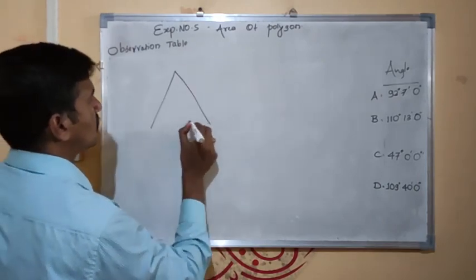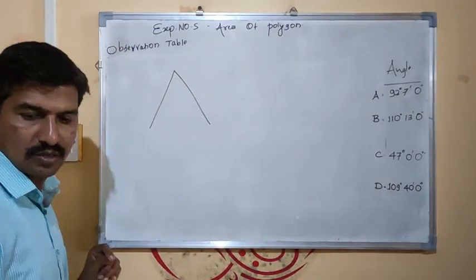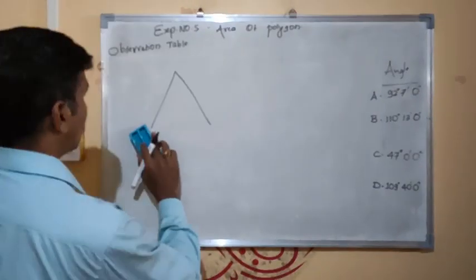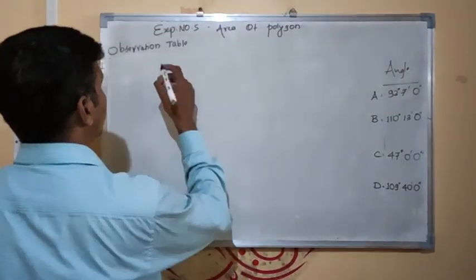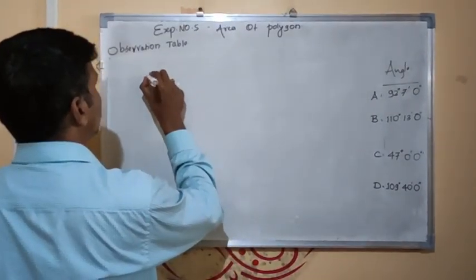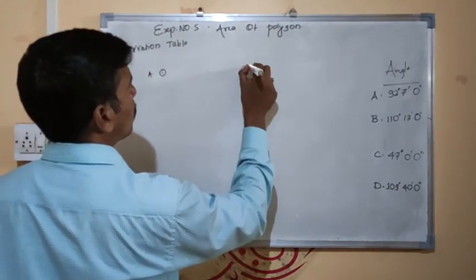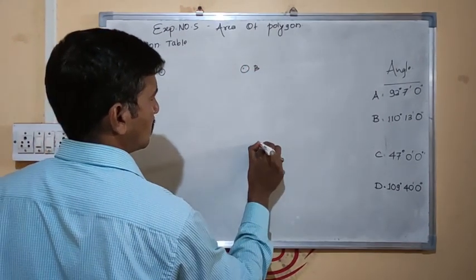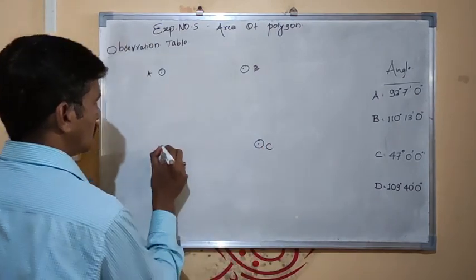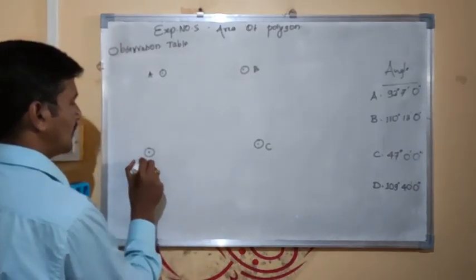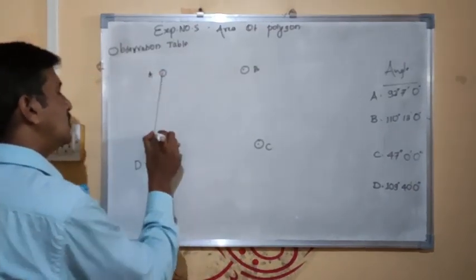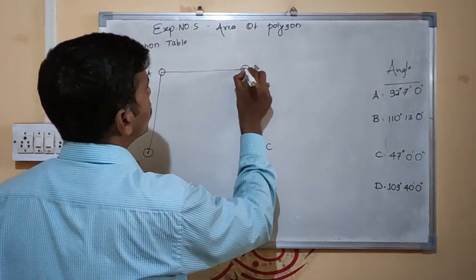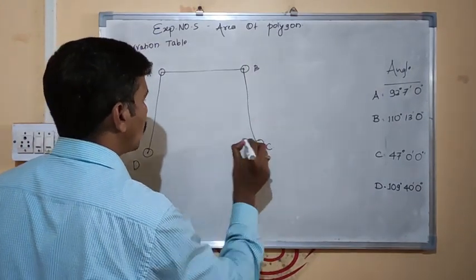Suppose we have taken 4 points. Say this is point A, say this is point B, say this is point C, say this is point D. I will join these points. It will become a polygon, a closed polygon.